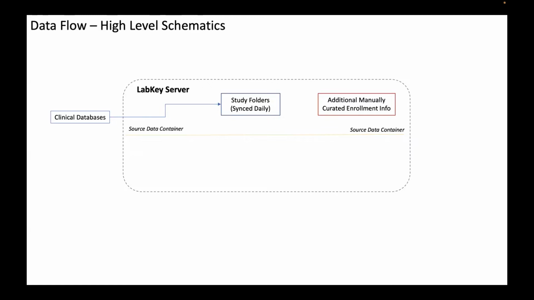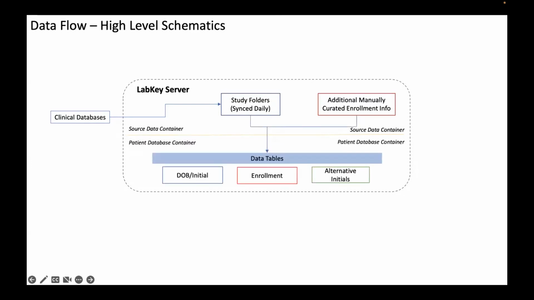So at a high level, here's how the data is going to flow. We have a source data container where the clinical databases feed into these study folders with the information we need. We also have some manually curated enrollment information on the side, and this information gets combined and sent to the patient database specific container, where the data then gets split into 3 separate tables for easy data management. Each table keeps track of a specific set of information for our use.